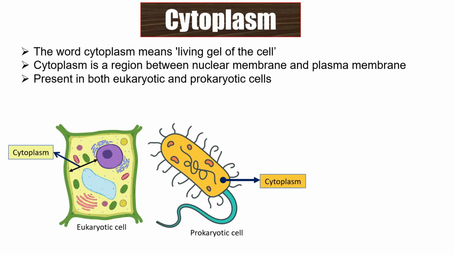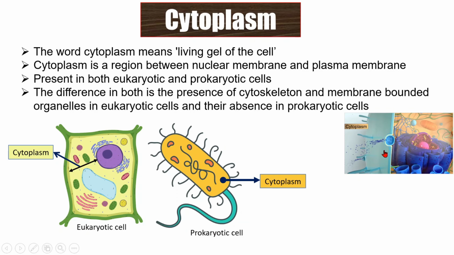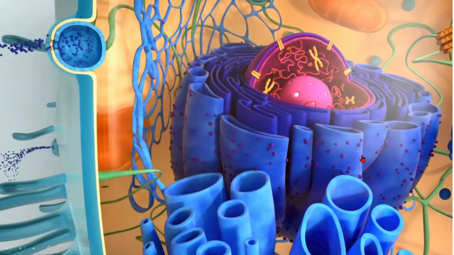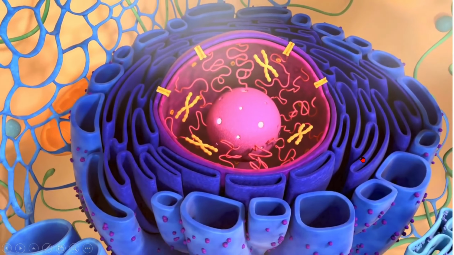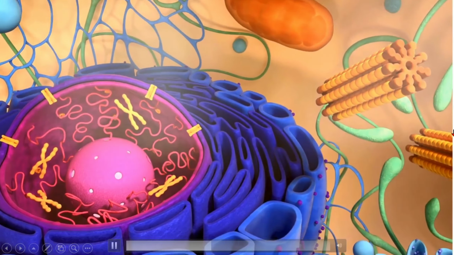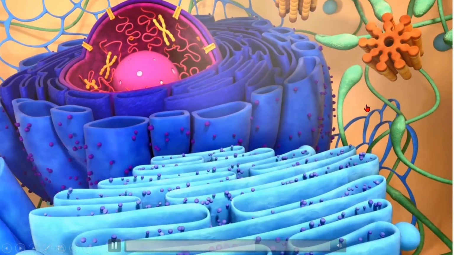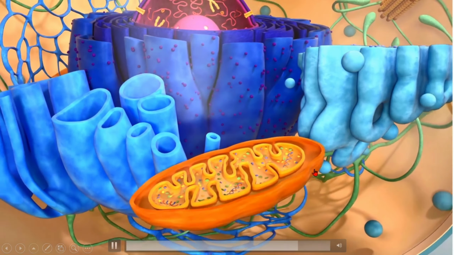But there is some difference between the two. The key difference is that the eukaryotic cell contains cytoskeleton and membrane-bounded organelles, while these structures are absent in the prokaryotic cell. Here is an animation of the cytoplasm and all the organelles inside it. You can see here the nucleus, the smooth endoplasmic reticulum, the rough endoplasmic reticulum, the centriole, the ribosomes, the mitochondria, and many other things like the cytoskeleton.